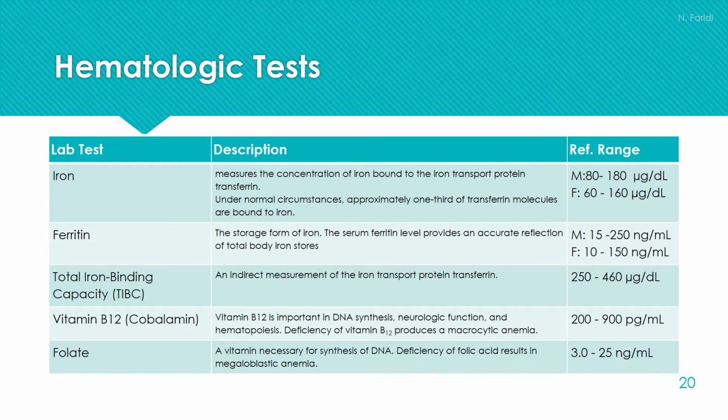Ferritin is the storage form of iron. TIBC, or total iron binding capacity, is an indirect measurement of the iron transport protein transferrin. Vitamin B12 is an important vitamin in the synthesis of DNA, neurologic function, and hematopoiesis. A deficiency in vitamin B12 can be causative of macrocytic anemia. Folate is also important in the synthesis of DNA. Deficiency of folic acid results in megaloblastic anemia.